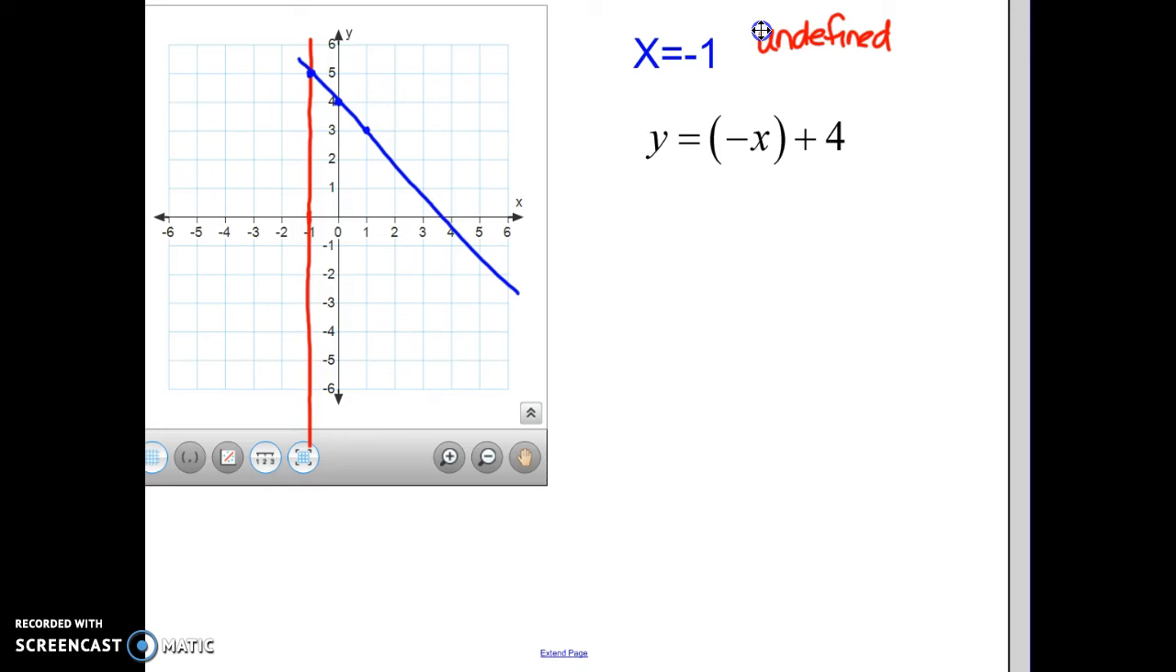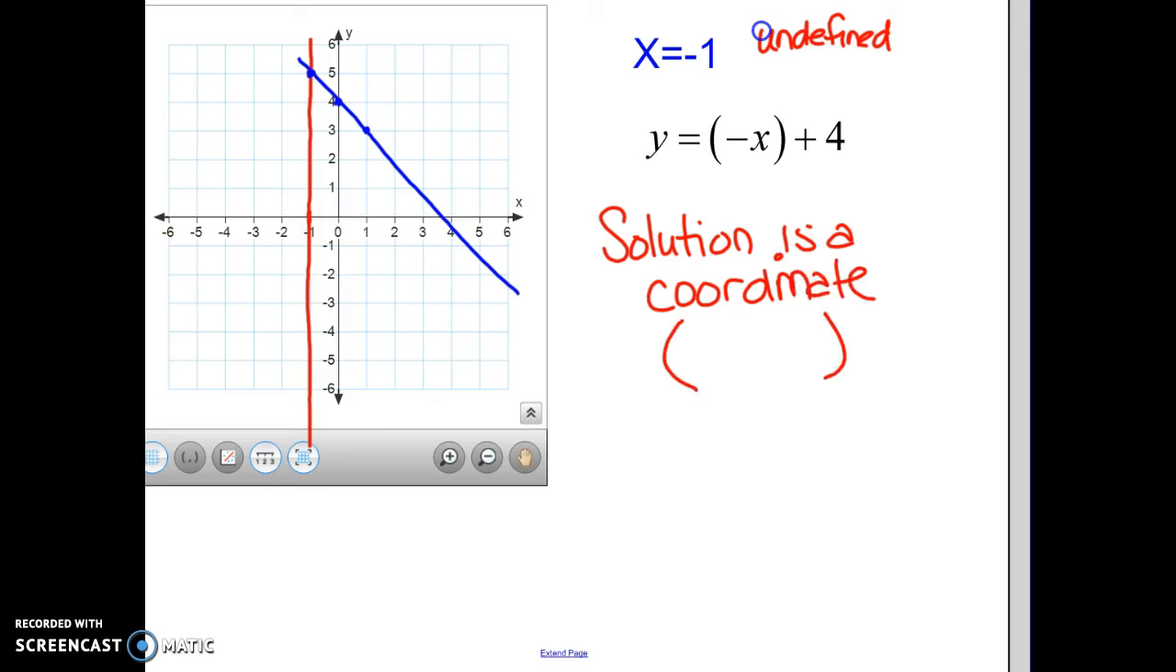The solution is the intersection point. So the solution is a coordinate. It should have both an x and a y value. So I'm going to find the point of intersection, this point right here, its x and its y value. The x value is -1. The y value is +5.